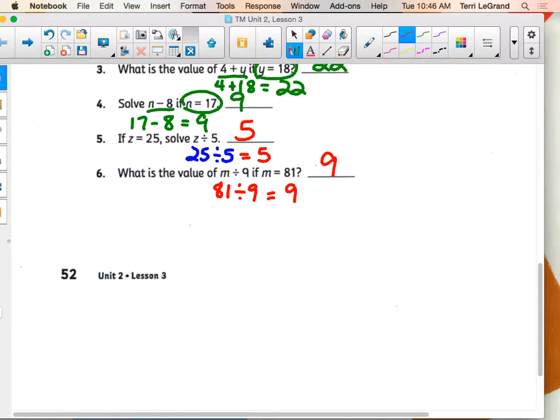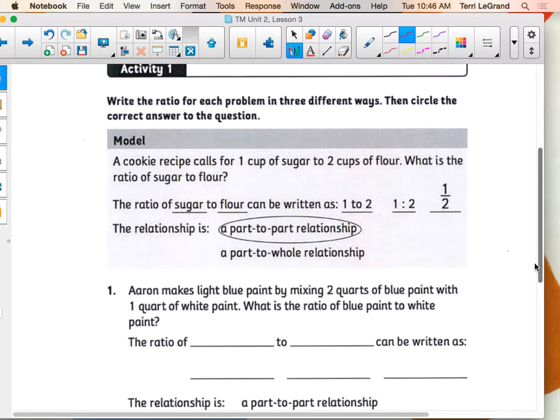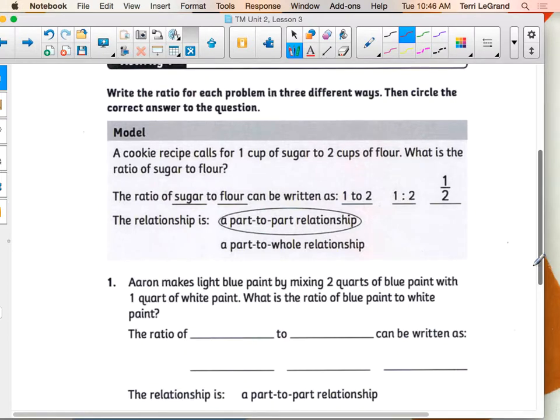Any questions further on this before we move on? No? Okay. Let's move on to the next thing, which is in the Apply Skills section. It says, write the ratio for each problem. So we should always start by reading the directions, right? Write the ratio for each problem in 3 different ways. Did we learn 3 ways yesterday? Okay. Then circle the correct answer to the question: is it a part-to-part relationship or a part-to-whole relationship?